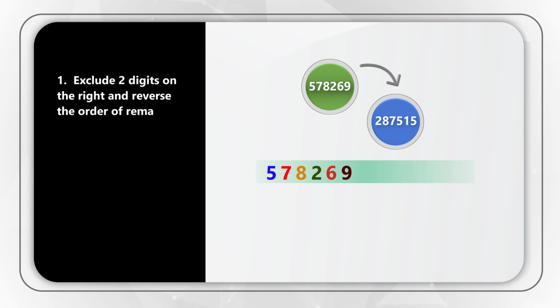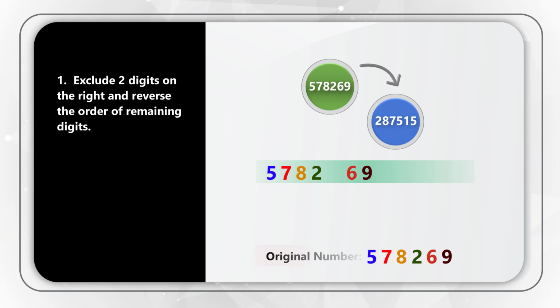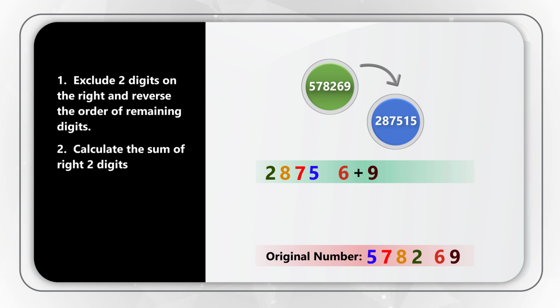Step 1. We need to exclude 2 digits on the right and reverse the order of the remaining digits. For example, original number is 5782 and then 2 digits 69. We separate 69 and then reverse the order, and number becomes 2875, and then we do remaining calculations with the numbers 6 and 9. And the calculations are very simple. We basically add 6 plus 9, and end result of it is 15.